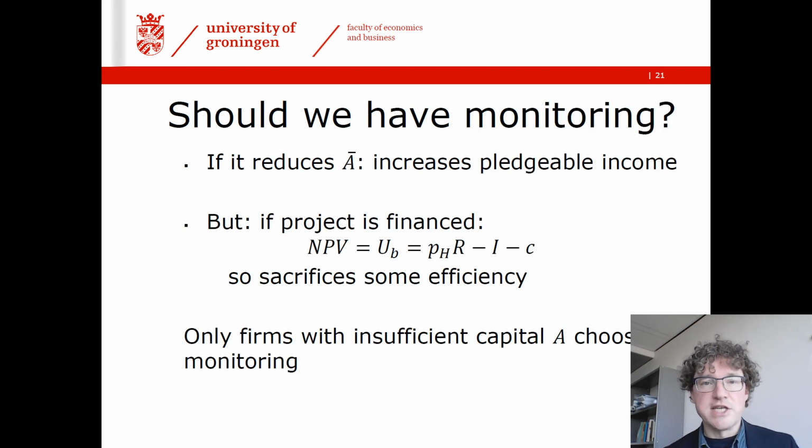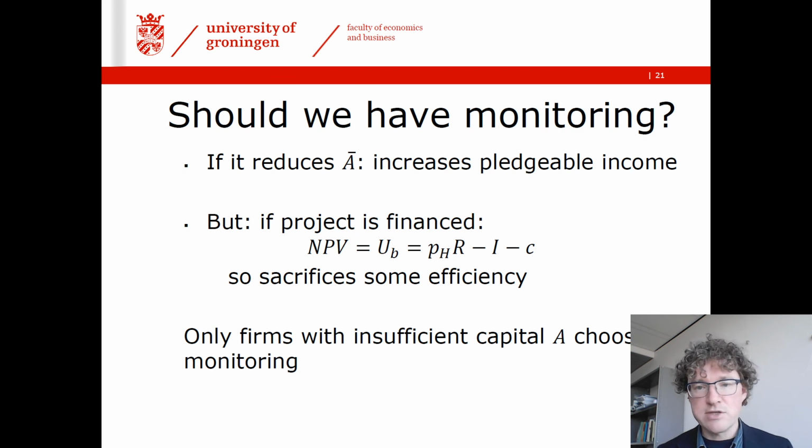So the question is, in general, when should we have monitoring? First of all, we will only have monitoring if it indeed actually reduces A bar, so the difference in going from this big B to the little b should outweigh the disadvantage of these monitoring costs. But we also know that, if the project is financed, then there is some inefficiency in the sense that without monitoring, we wouldn't have this additional cost. So this cost of monitoring C is an inefficiency that we might need to have in order to get this project running in the first place.